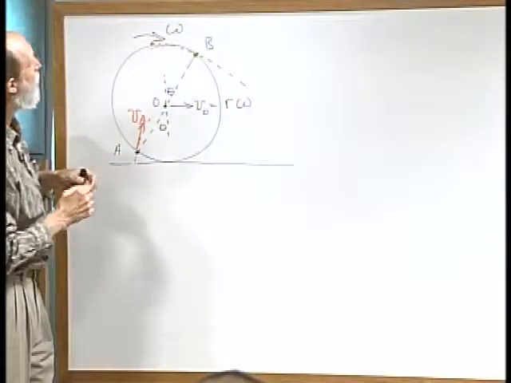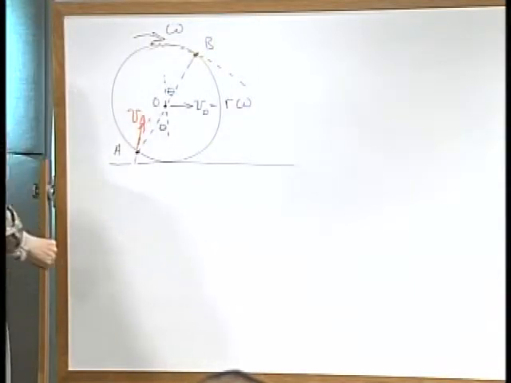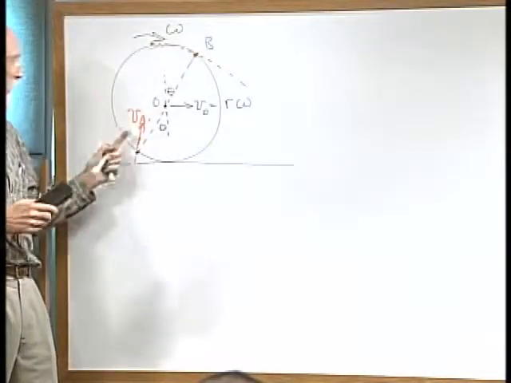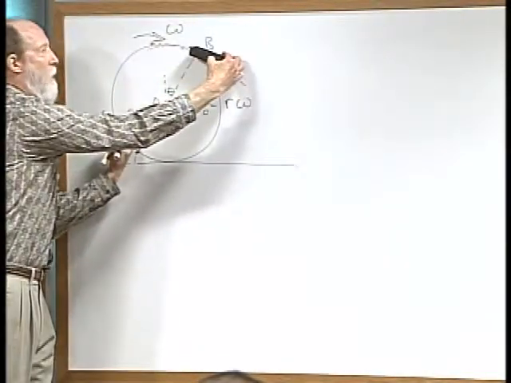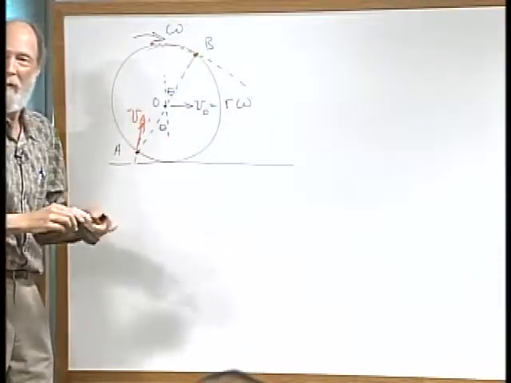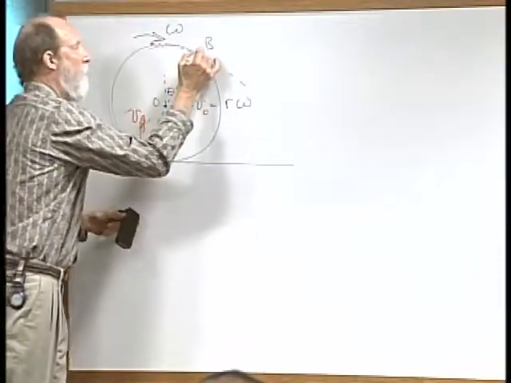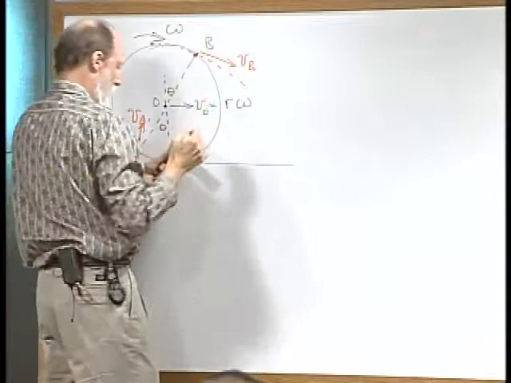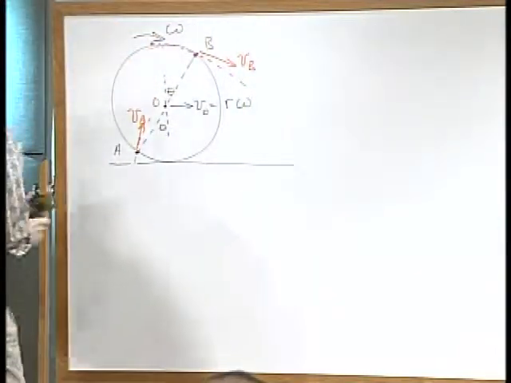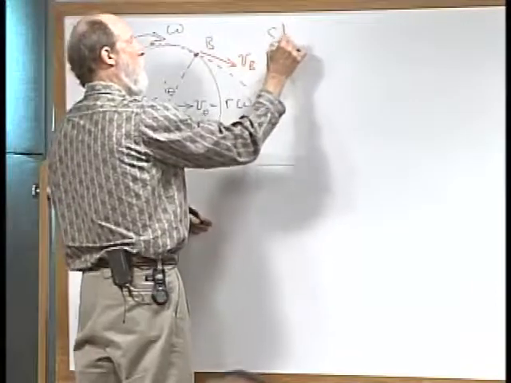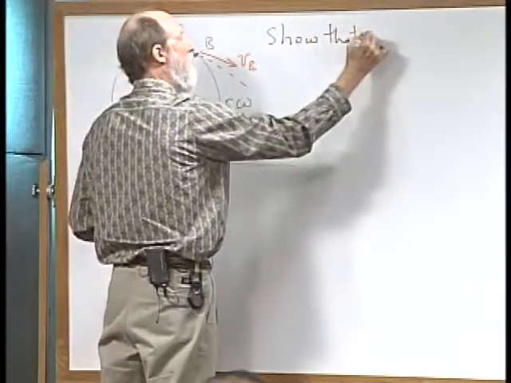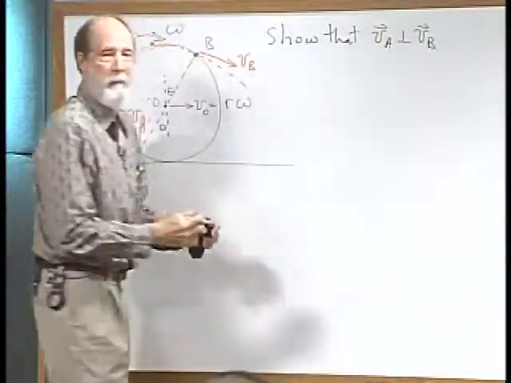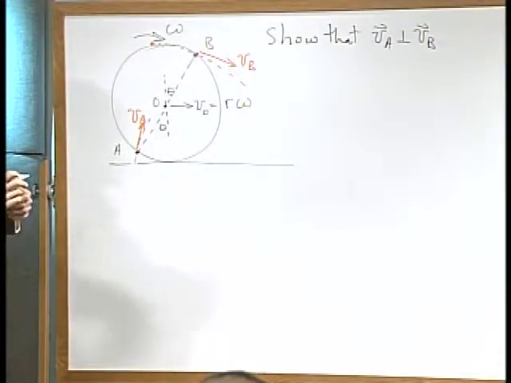Now, they told us that what we have to demonstrate is what about the velocity of A and the velocity of B? Demonstrate that they are perpendicular to one another. So just to give us a taste of where we're going, we've got to show that the velocity of A is perpendicular to the velocity of B.